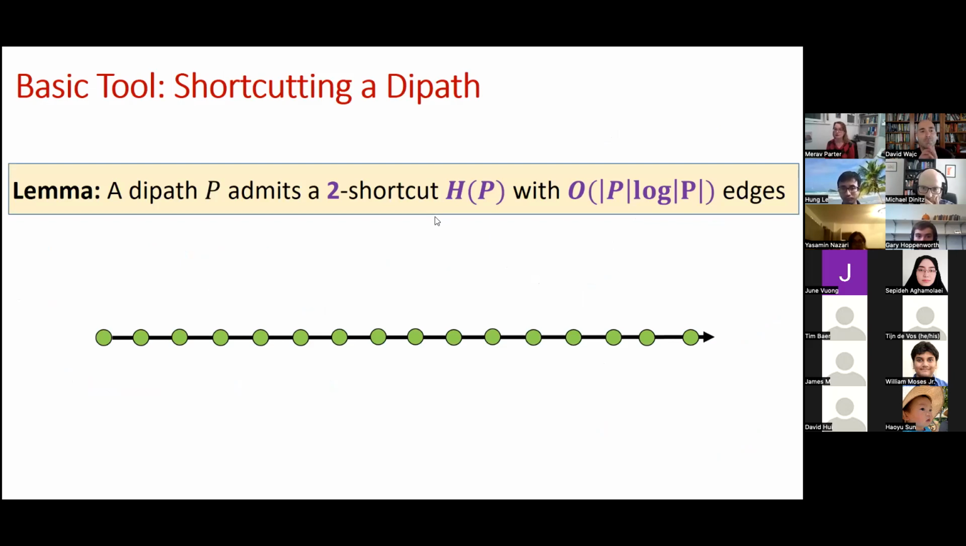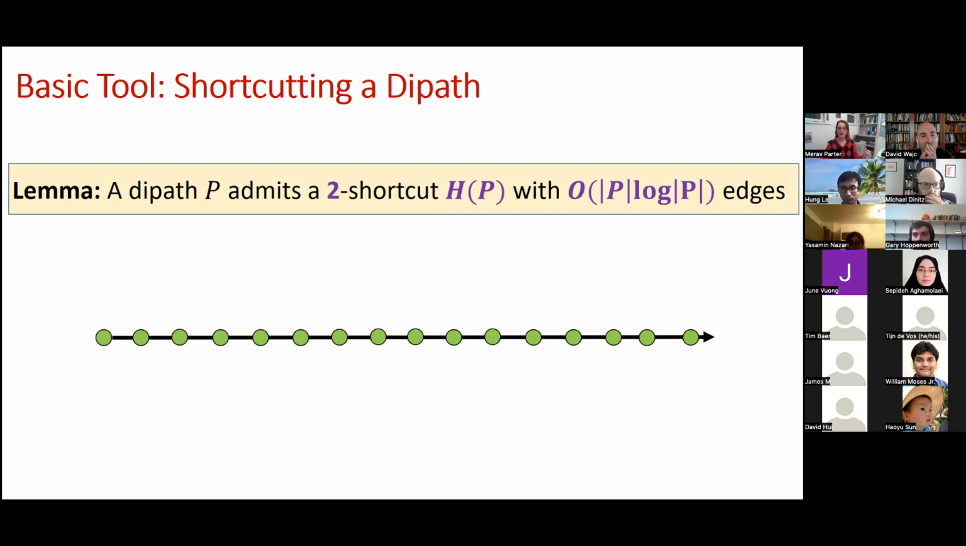Another tool, which is very useful, is the following. Suppose I need to compute a shortcut for a very simple DAG, which is just a path. Then it's very simple just to add a linear number of edges and bring the diameter down to 2. So shortcutting a path is a very easy task. How can we do that?